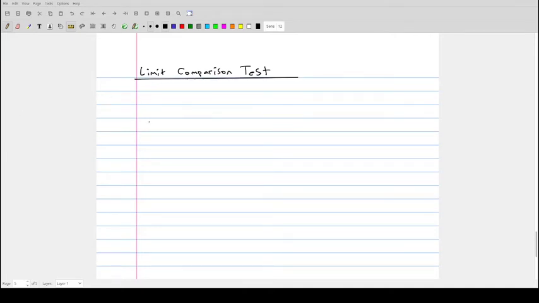And this test says the following. It says that, just like before, let two functions f of x and g of x be continuous functions on the interval from a to infinity.